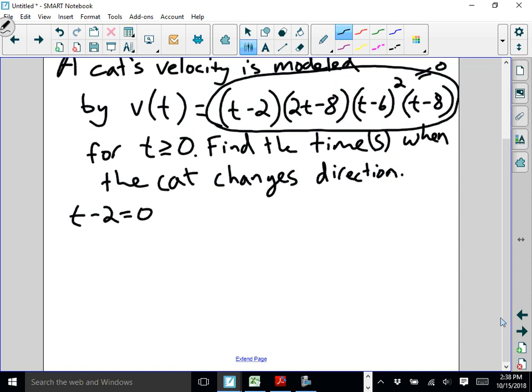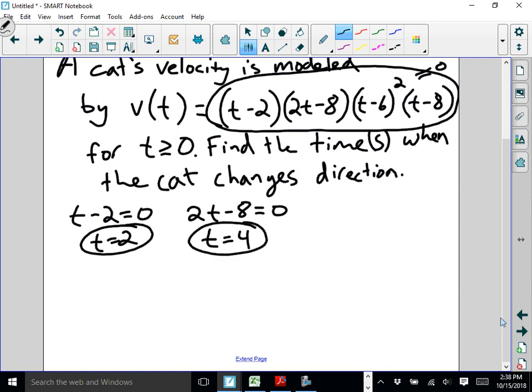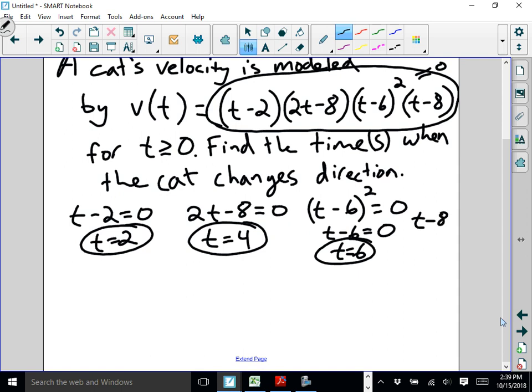If t minus 2 equals 0, then we get t equals 2. That's a candidate. 2t minus 8 equals 0, and that gives us t equals 4 as a candidate. T minus 6 squared: we can take the plus or minus square root of both sides, but it's 0, so it doesn't really matter. So we get t minus 6 equals 0, and we get t equals 6 as an answer. And we get t equals 8. So those are our candidates: 2, 4, 6, 8.